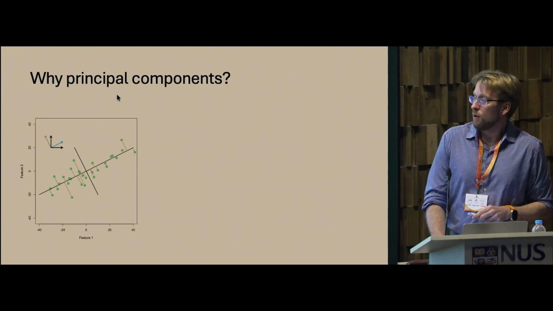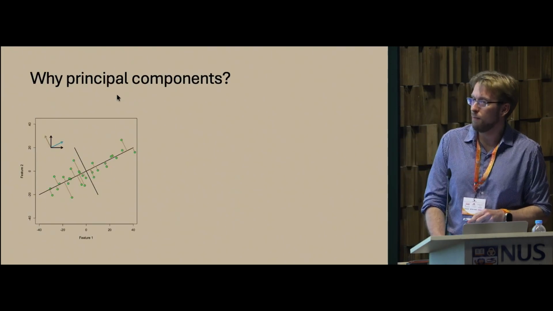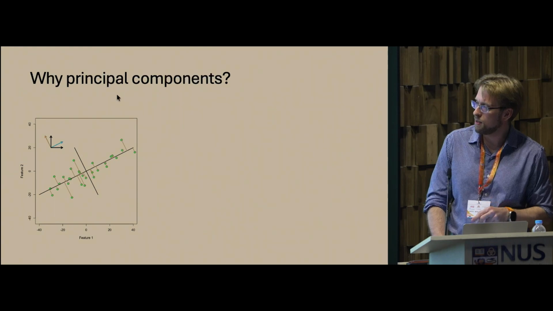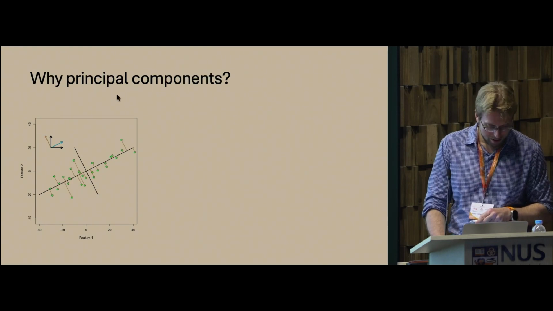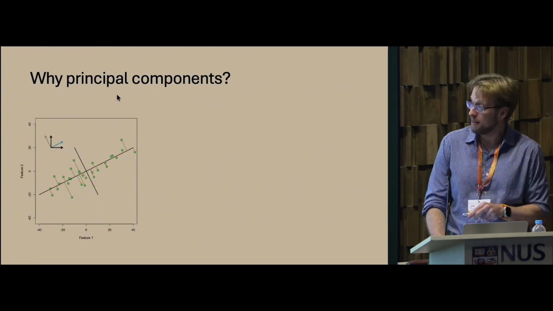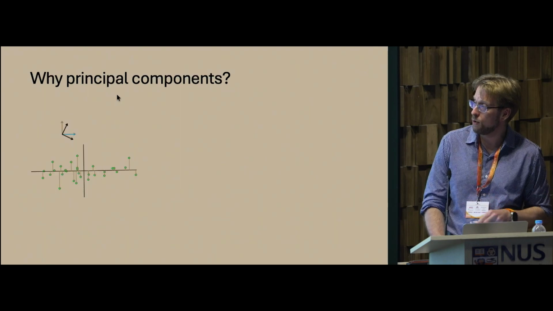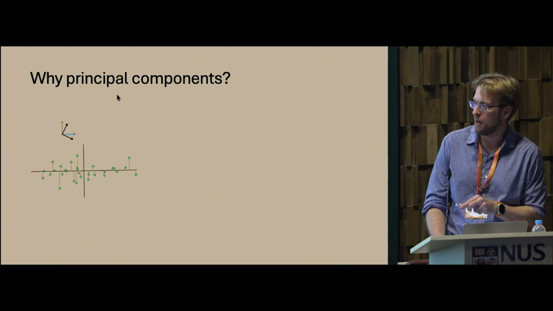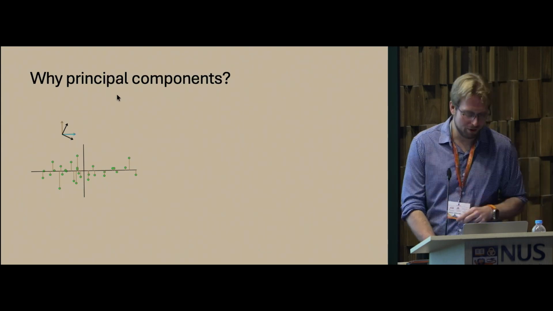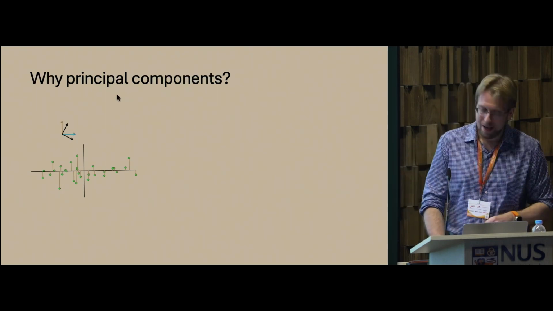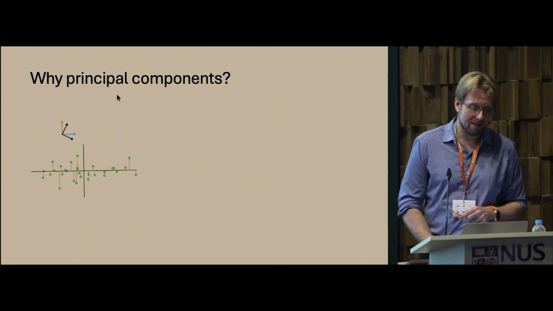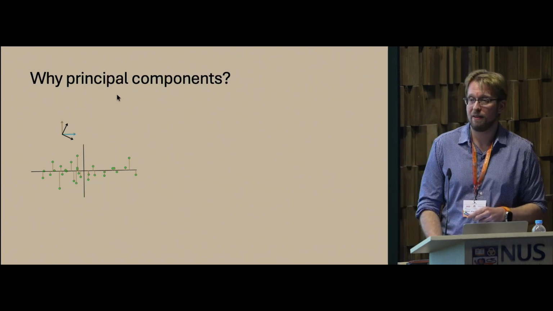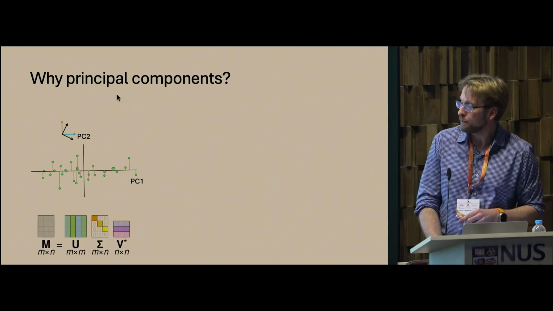Okay, so why principal components? Well, principal components give you major axes in your data. So in this case, you have two things that are related. You find the major axis of covariance, and then you rotate your coordinate system so that your first axis aligns with the major axis of covariance. Don't worry if you don't quite follow this. It's basically just saying that PCAs are rotations of the coordinate system. It's a very simple transformation.